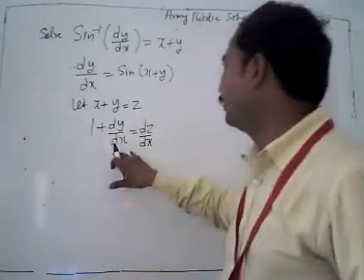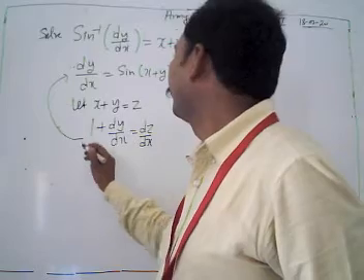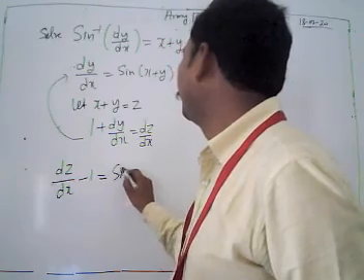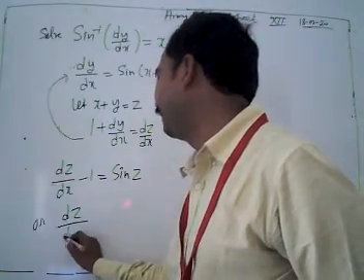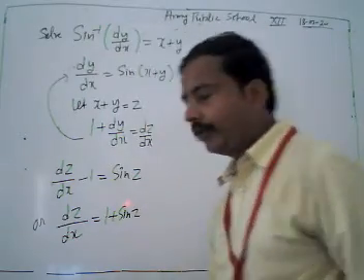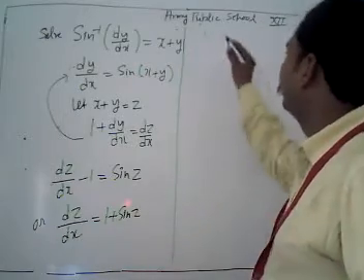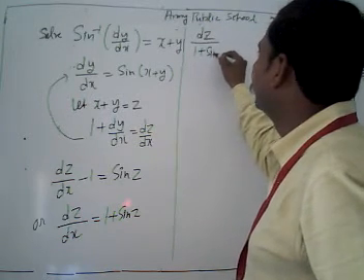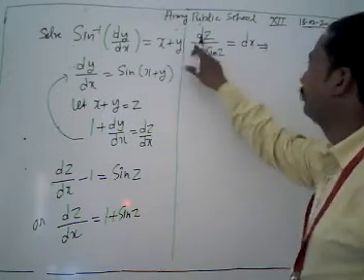Then from here we put in the value of dy/dx. Now our equation is reduced to dz/dx minus 1 is equal to sin z, or we can write dz/dx equal to 1 plus sin z. Now we are going to use variable separable. Then we have dz upon 1 plus sin z is equal to dx.